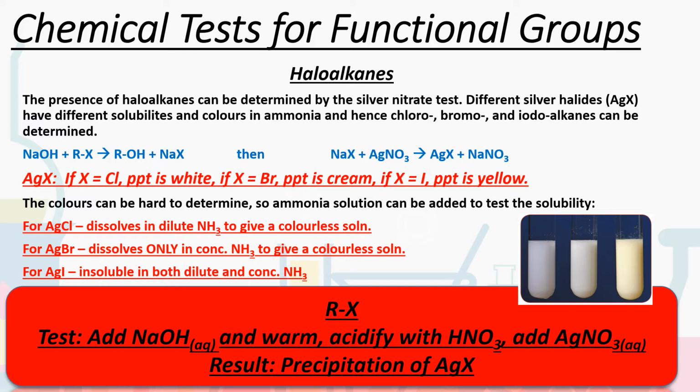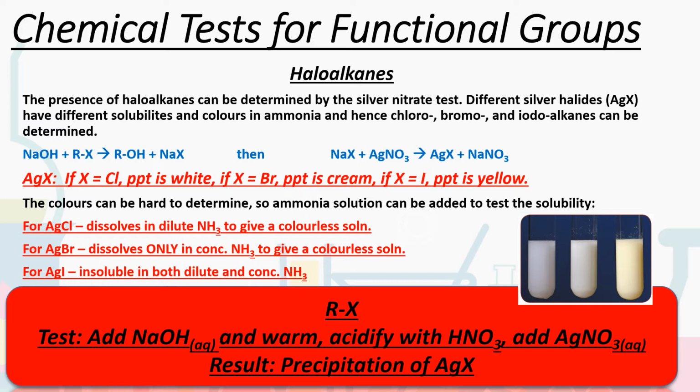Now, that already gives us a distinguishing test. We can tell the colours apart. However, the colours aren't the easiest to see. I've put the picture here of, on the left, the silver chloride, in the middle, silver bromide, and on the right, silver iodide. And you can see that they're pretty similar colours. And while you might be able to distinguish between silver chloride and silver iodide, the middle one, silver bromide, is very difficult to tell. And actually, even if you just had one of those test tubes, it would be quite difficult to tell whether it's white, cream, yellow, off-white, whatever the colour might be. Colour is very subjective.